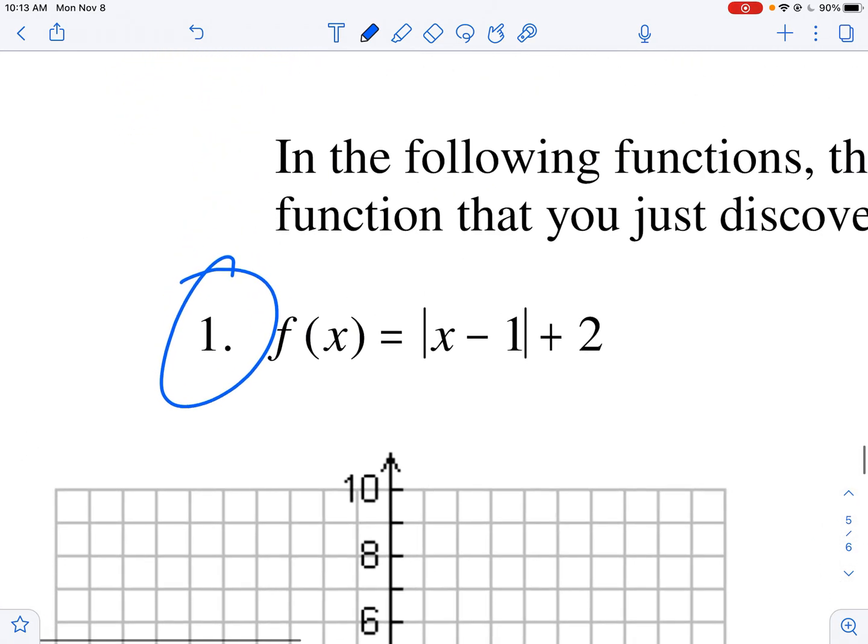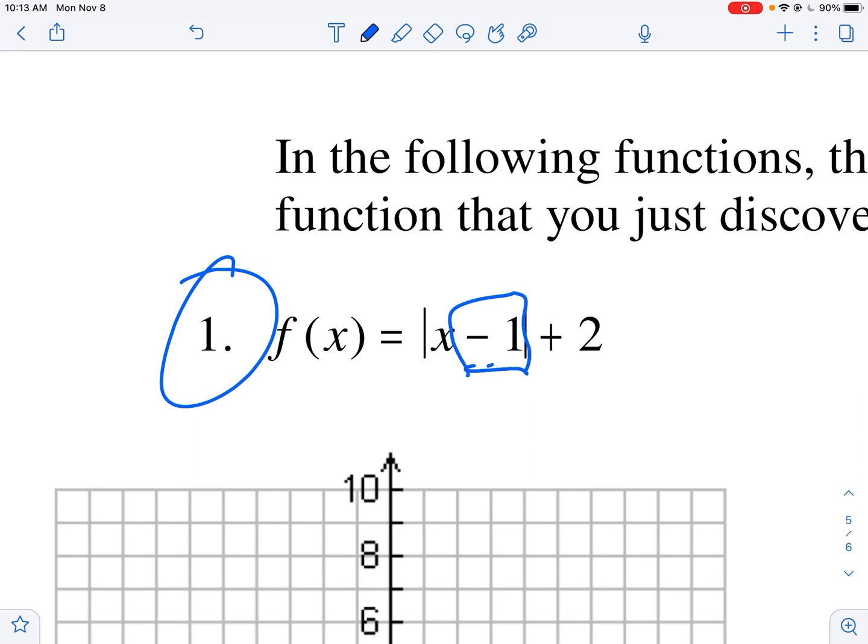Number 1. You have a few things going on. You got this subtract 1 inside the absolute value, and you got this plus 2 outside the absolute value. Take a moment to figure out what those do. Pause the video, come back. Did you figure it out?